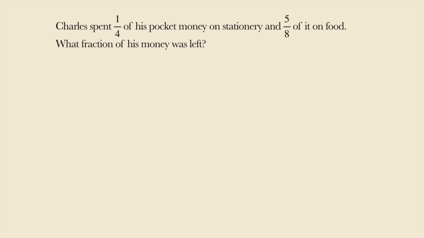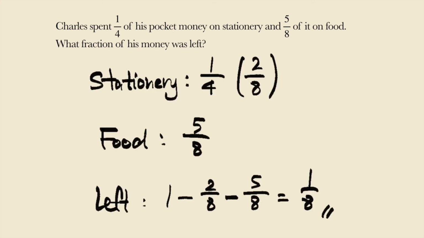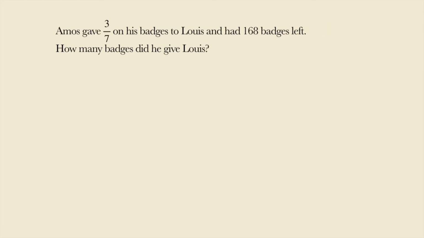Charles spent 1/4 of his pocket money on stationery and 5/8 of that same amount of pocket money. What fraction left? So stationery 1/4. Well, let's make the denominators the same. It's 2/8. What's left? 1 whole minus 2/8 minus 5/8. That's 1/8.